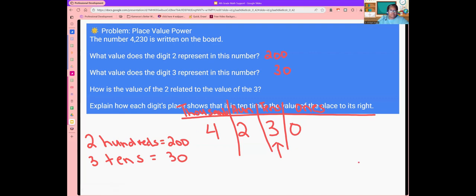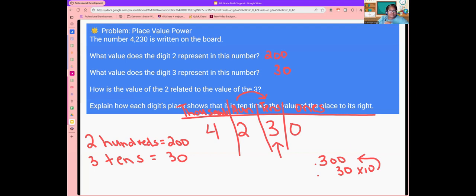So if we were to compare this apples to apples, let's say we had exactly 300 and we had exactly 30, well, then we would be able to see that if we were to multiply this by 10, it will give us the 300. So this shows us that the tens place is 10 times less than the hundreds place, or the hundreds place is 10 times more than the tens. So that's showing us that the hundreds place is 10 times more than the place value to its right.